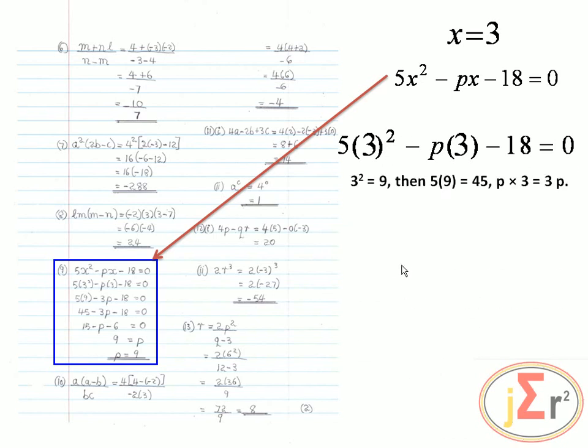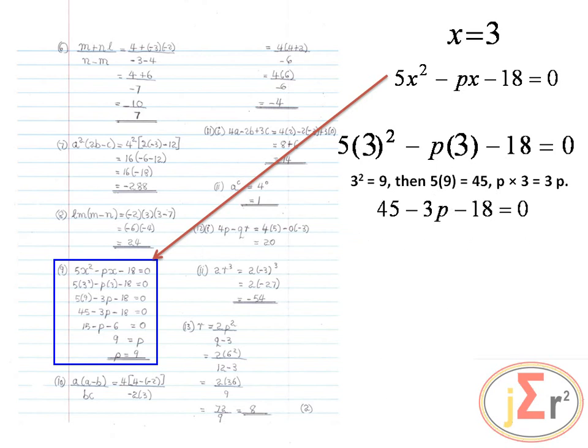Now we will simplify. 3 squared is equal to 9. Then 5 times 9 is equal to 45. So 3 squared, 9, times 5 is 45. And negative p times 3 is negative 3p. The 18 will return as it is.